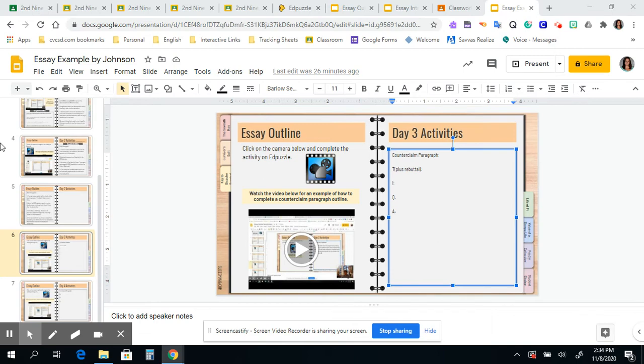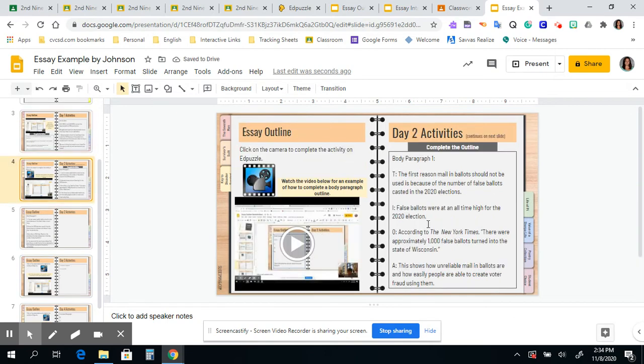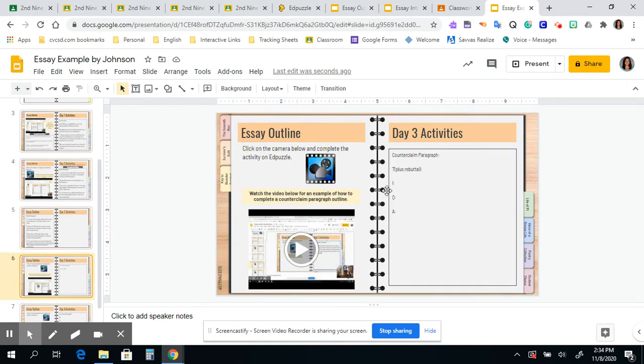So if we look back real quick, we have now done our introduction. We have done our first body paragraph and our second body paragraph. So now I need to do my third body paragraph, which is that counterclaim paragraph.